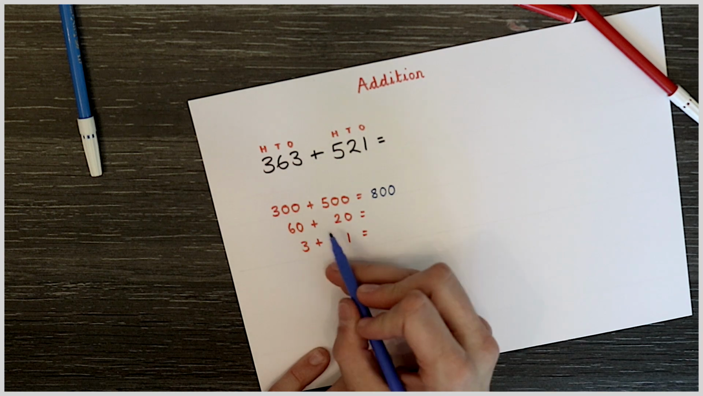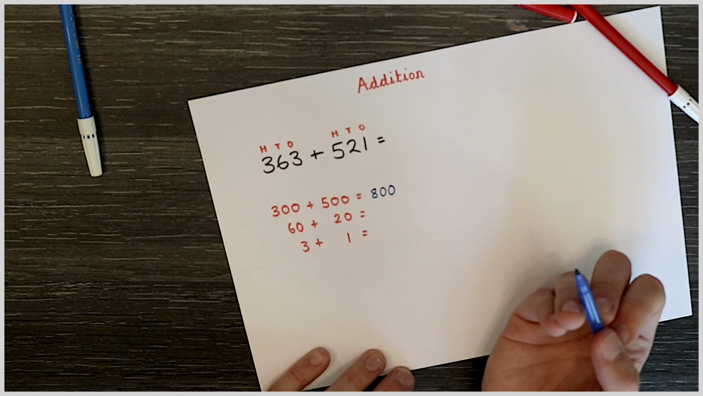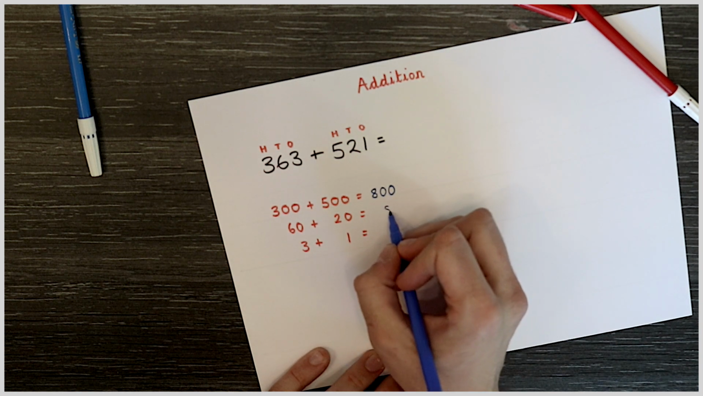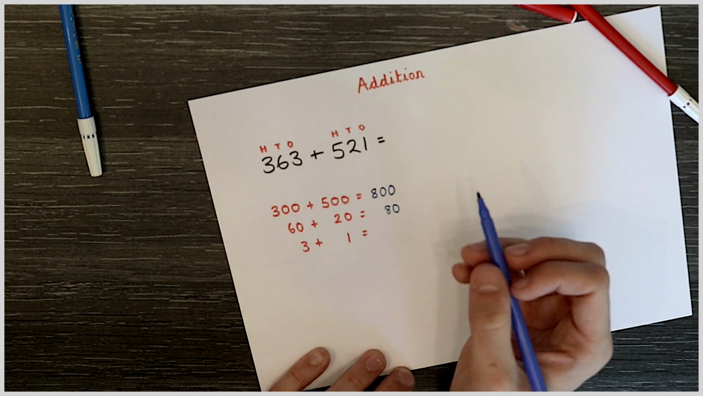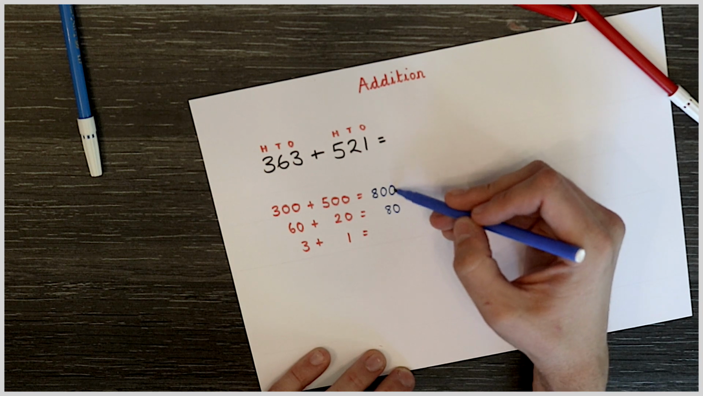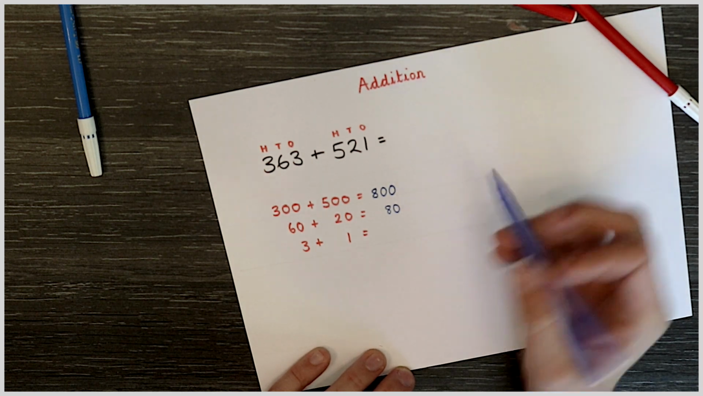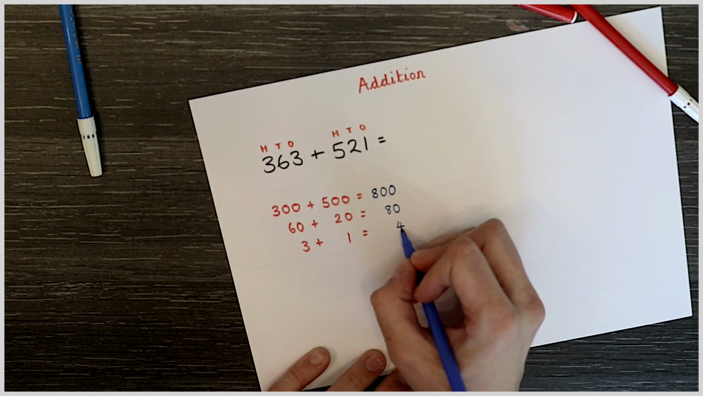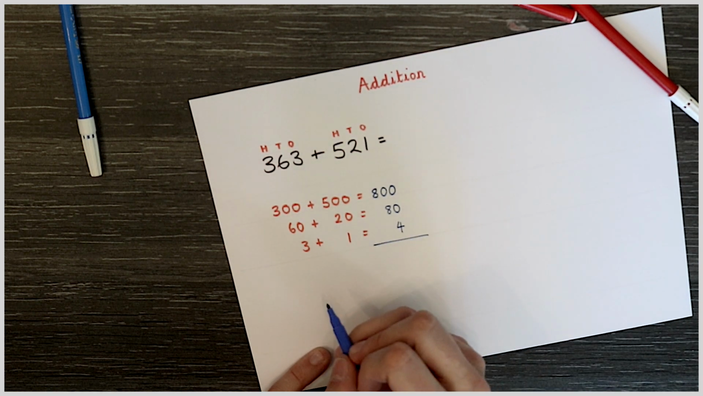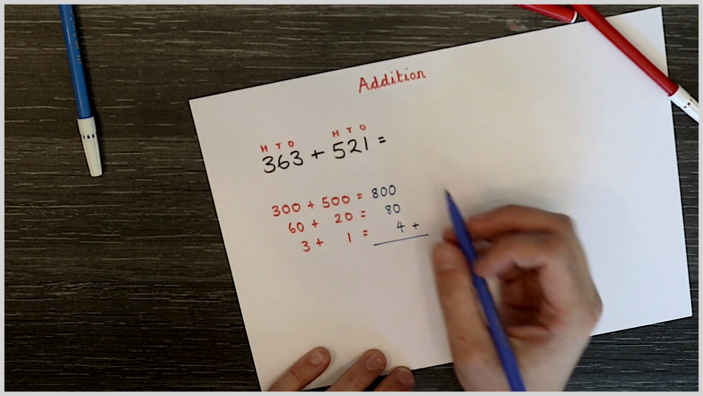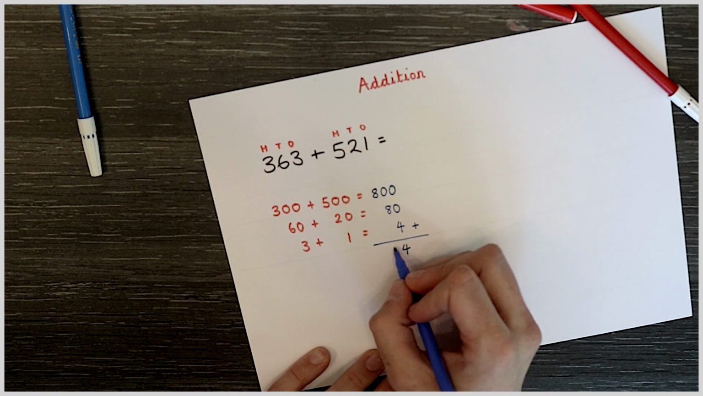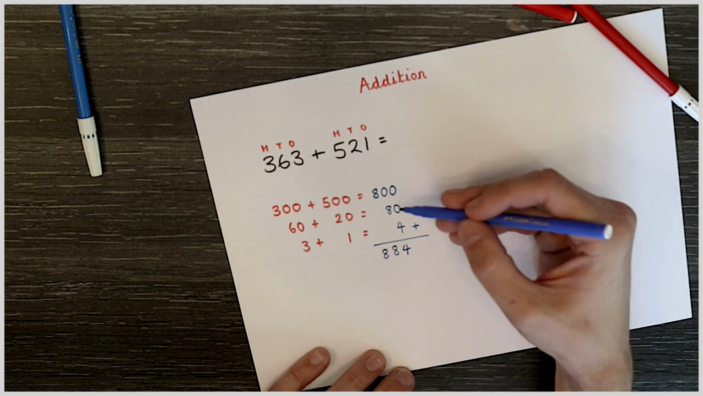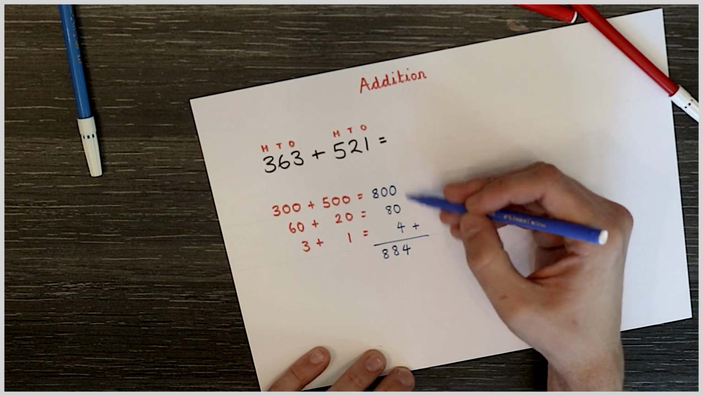I know that 6 and 2 is 8. So I know that 60 and 20 is 80. Now as I write my answer, I'm keeping my ones in the same column. And then I know that 3 and 1 is 4. So all I'm going to do, I'm going to add these together, and I should get 884. I always add from the smallest value.